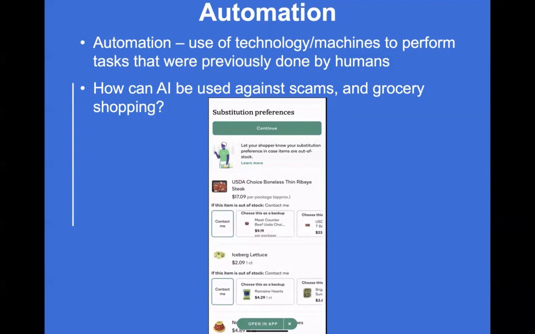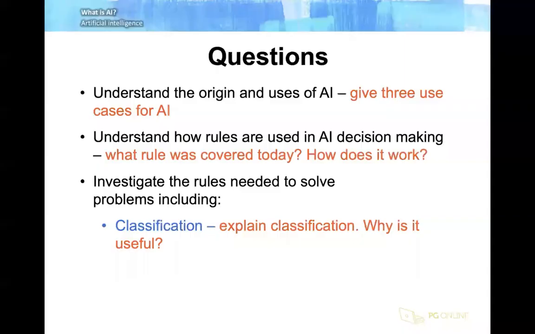So for scams, it can be used by identifying patterns. It's all about patterns. What characteristics does a scam have? For example, maybe misspellings or the way it's structured. For grocery shopping, if there was a substitution that you needed because an item was out of stock, you can look at similarities between these, categorize the items, and then pick one of these items that are the most similar to it, and then give that item as a substitute.